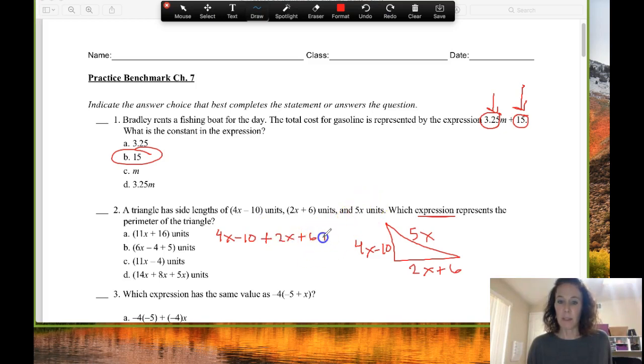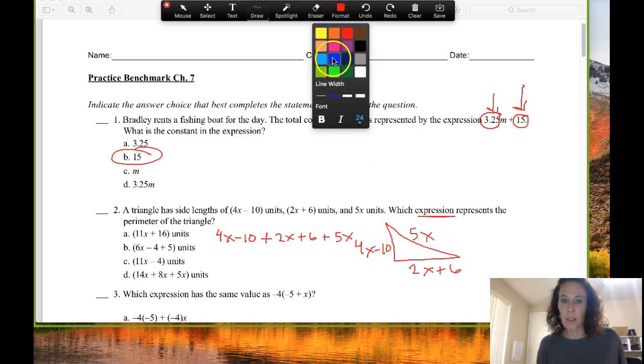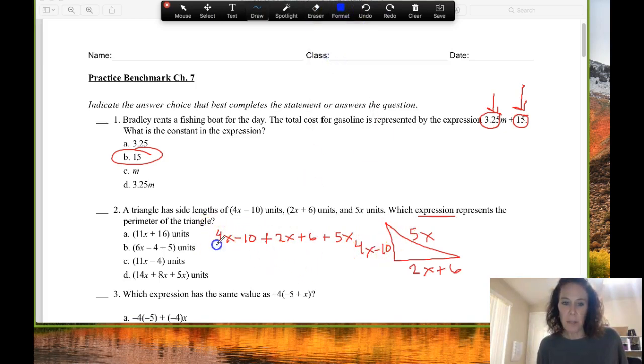plus 5x. Now, in order to simplify this expression, I need to combine any terms that are alike. So I like to underline my terms that are alike in blue. My x's here are like terms. They're exactly the same. They're all x's. So there are 4 x's here, plus 2 more x's. That makes 6 x's, plus 5 more x's. That makes 11 x's. So I have 11 x's here.